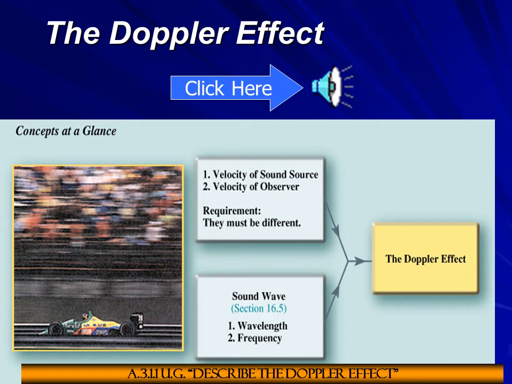Now, as I said, this is a phenomenon that occurs in waves, and it requires motion. So you will not observe the Doppler effect unless there's motion of either the source of the waves or an observer of the waves. Probably one of the most common places to detect the Doppler effect is with sound. So I'm going to let you hear the Doppler effect. It's probably something you've heard before.